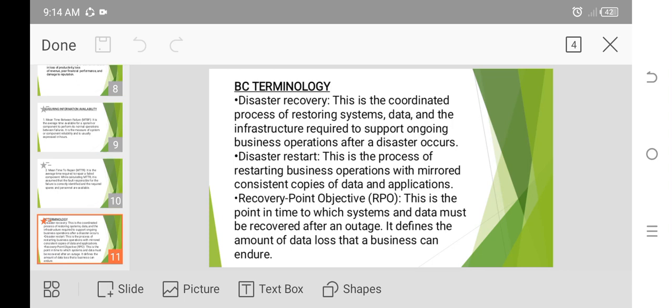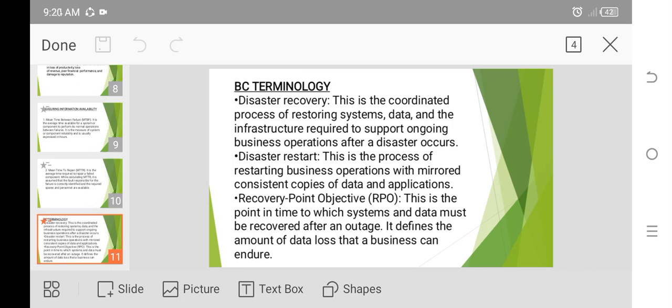This might involve moving to a new physical location, acquiring new hardware, or even starting from scratch with new data if necessary. The key aspect of disaster restart is the ability to restart operations, which may not necessarily involve the recovery of all data systems, but emphasizes the continuity of business operations.